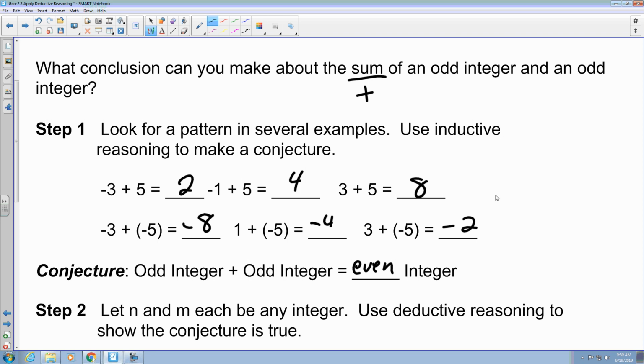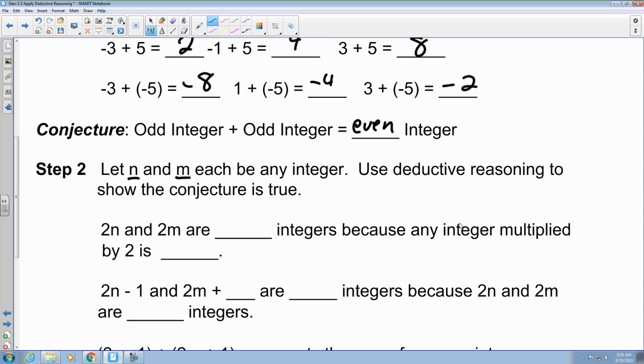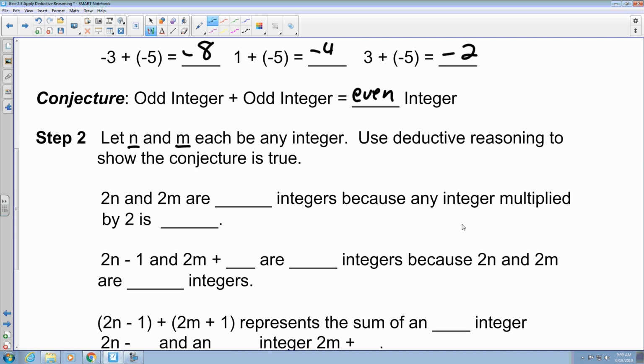So now we have to use deductive reasoning to make sure that this conjecture is true. So now what we're going to do is let n and m be any integer, whether it's even, odd, positive, negative, whatever it is. And so now this is going to allow us to make sure that this conjecture is in fact true. So they're saying that 2n and 2m are going to be even numbers because any integer multiplied by 2 is in fact even. All right, we know that those are true statements.